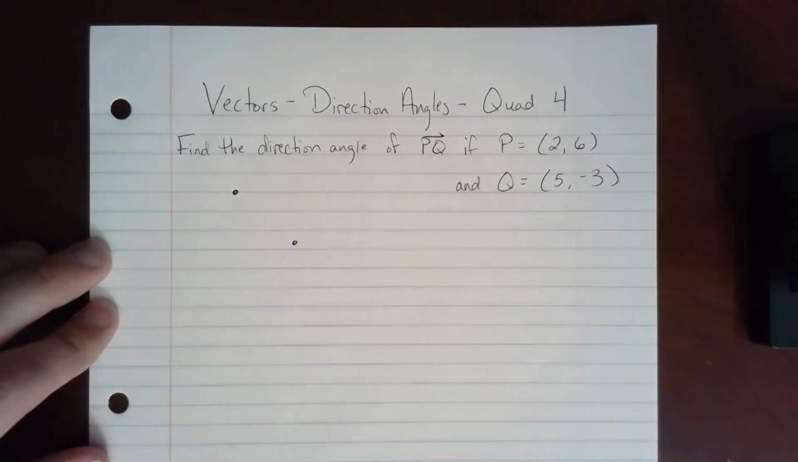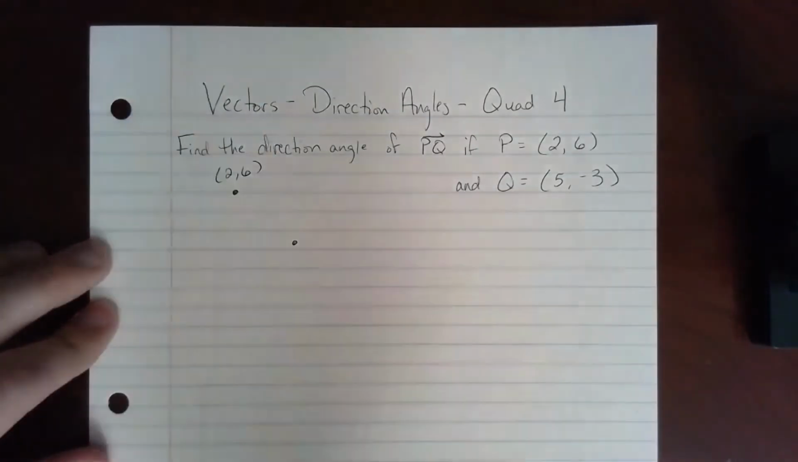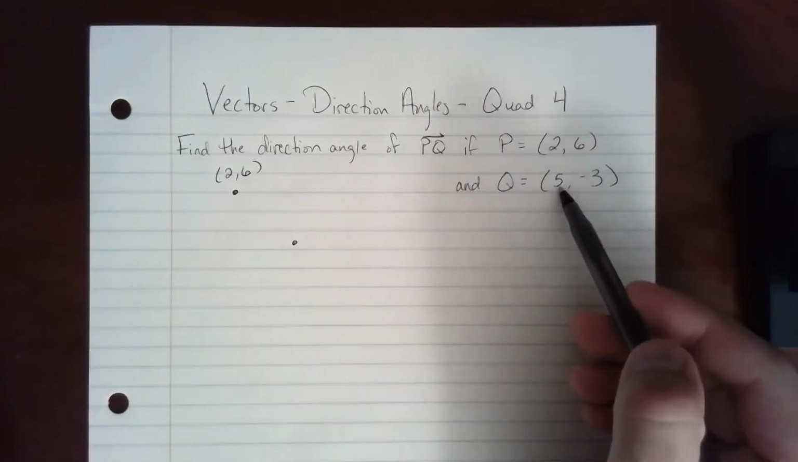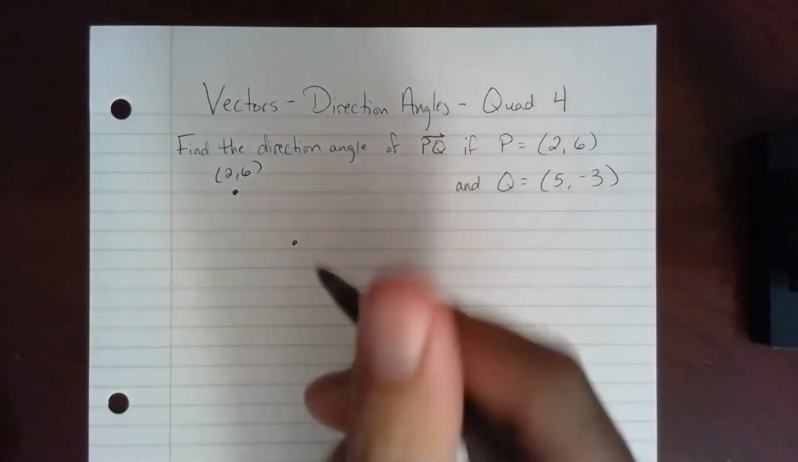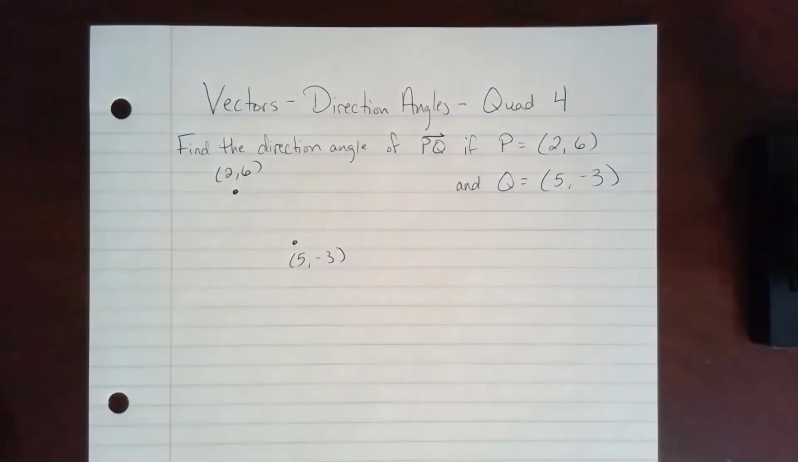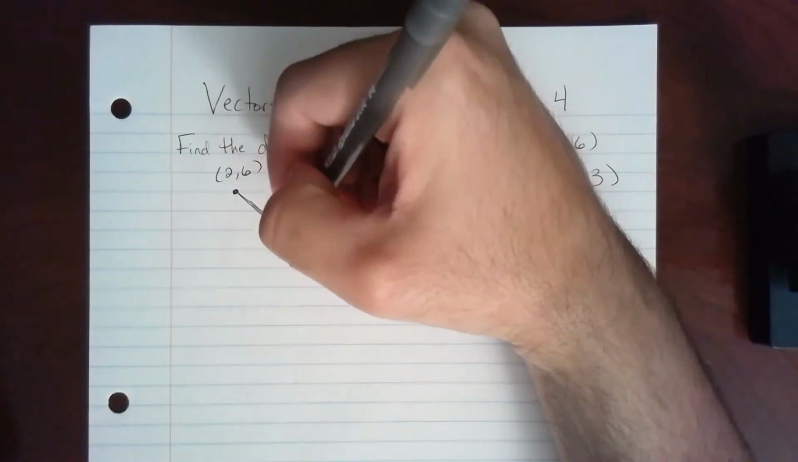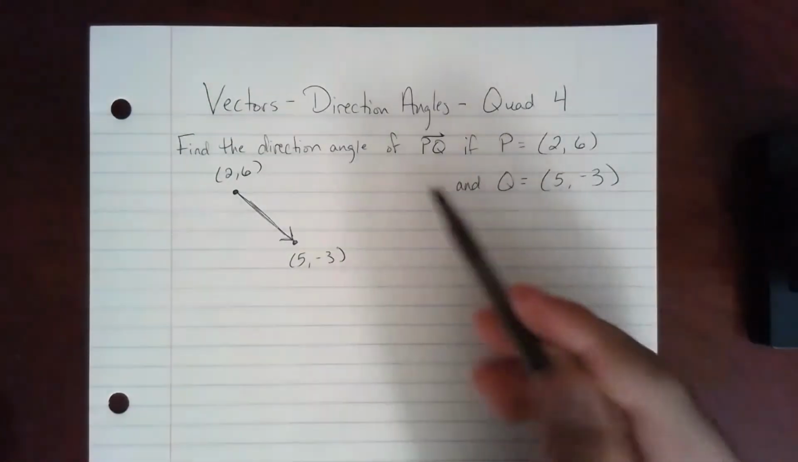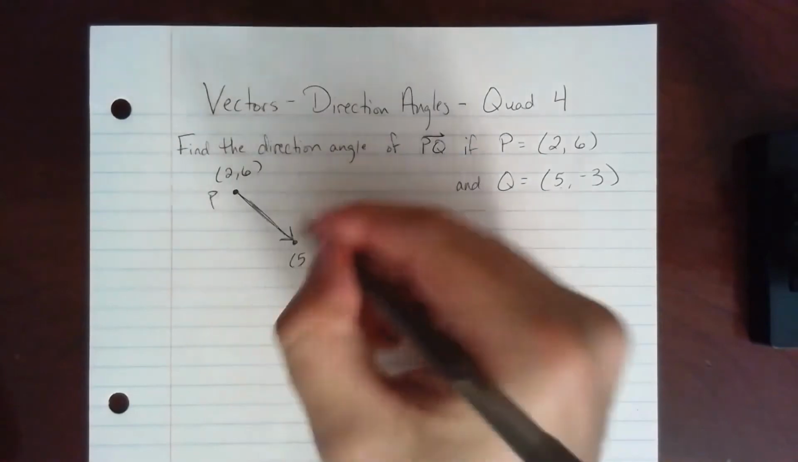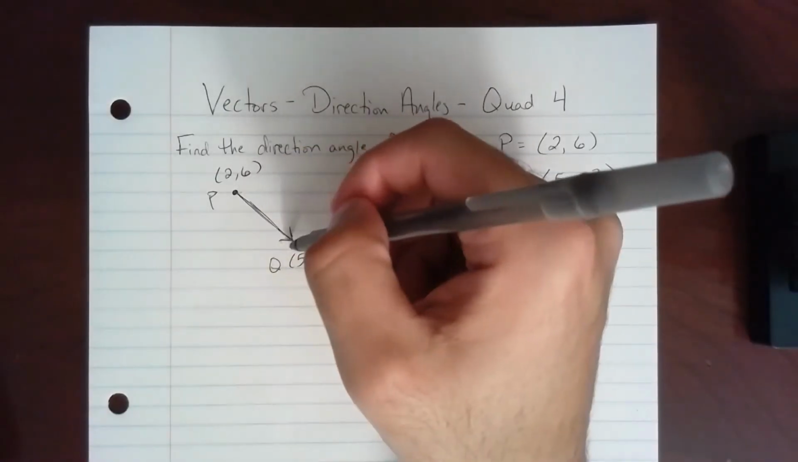and I know that they're positioned where they are here because I know that (2, 6) would have to be to the left of (5, -3), because 2 is smaller than 5, but that it should be above it because 6 is bigger than -3. So I take a look at it. I see that my vector would point in this direction because it says from P to Q. So this is P and this was Q. This is how I know that this is a fourth quadrant vector, because it's pointing down and to the right.